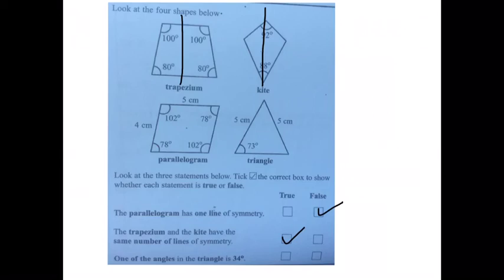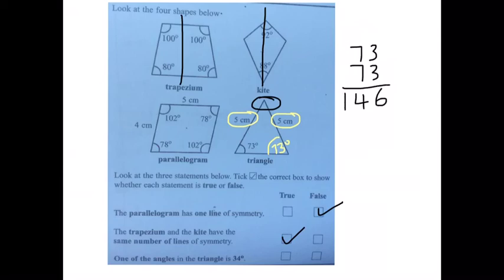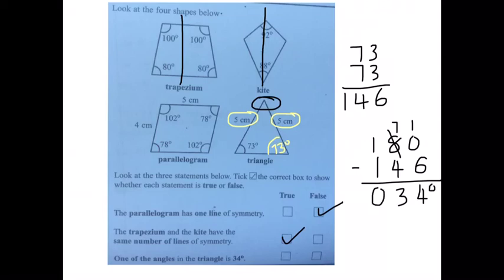Well, let's work it out. We can see that 2 of the sides are 5, meaning this is an isosceles. So this angle down here is also 73. Now we can work out what the size of the missing angle is and see if it is 34. 73 plus 73 is 146. 180, take away 146. 0 take away 6 you cannot do. 10 take away 6 is 4. 7 take away 4 is 3. 1 take away 1 is 0. So yes, indeed, the last angle, the missing angle in the triangle, is 34 degrees. So it's true.